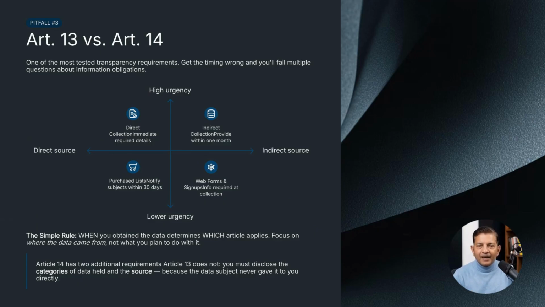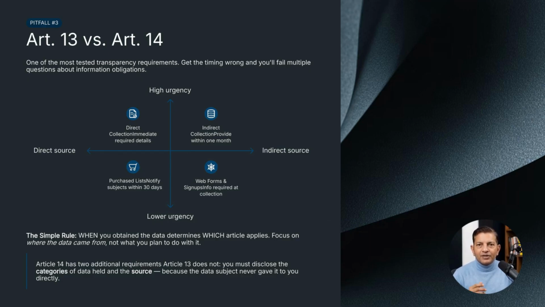Now we will be clarifying Article 13 versus Article 14, one of the most tested transparency requirements on the exam. Get the timing wrong, and you'll fail multiple questions about information obligations. Students think Article 13 and 14 are basically the same. Just give people a privacy notice and you're done. Wrong. They think these articles are interchangeable. Also wrong. They think both require exactly the same information. Wrong again. The truth is, these have completely different triggers, different timelines, and even slightly different information requirements.